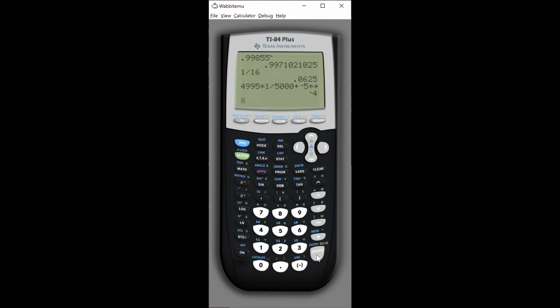No, pretty much you're just multiplying across. If you're talking about the fraction, you're multiplying the two top numbers on the fraction. So you do 4,995 times 1, and then you divide that by 5,000. Then you get -5. You multiply that by 4,999, and you divide that by 5,000. Okay. Yeah, you're multiplying across. It is basic fraction multiplication.